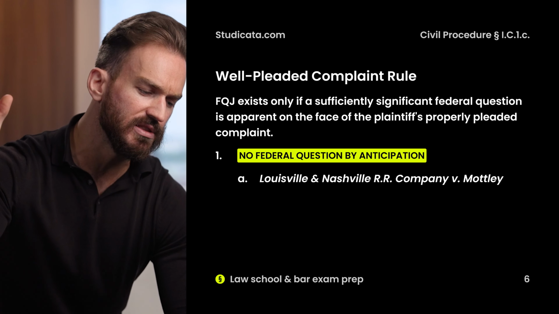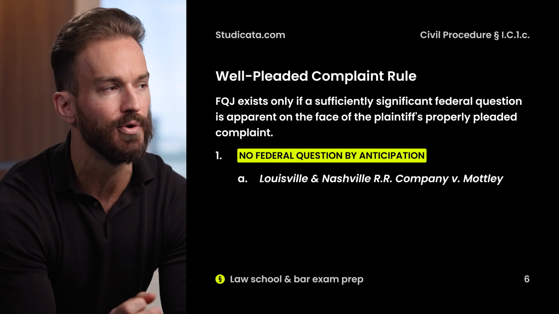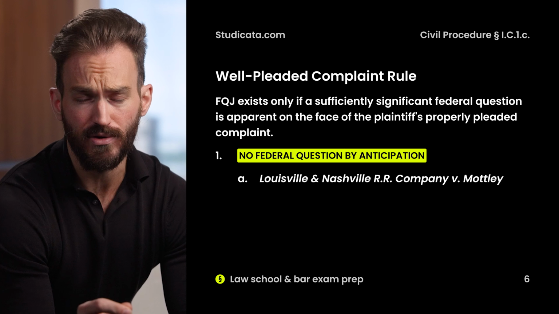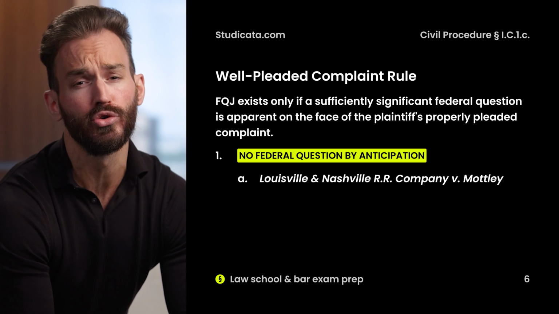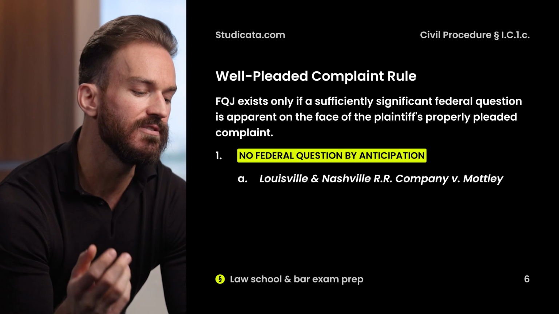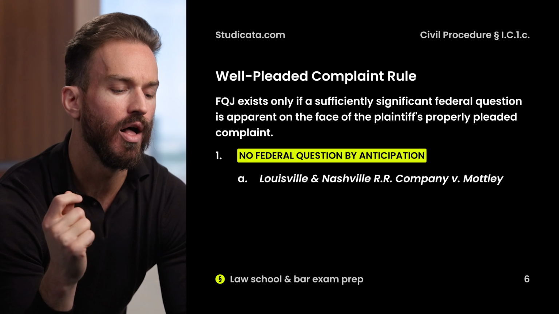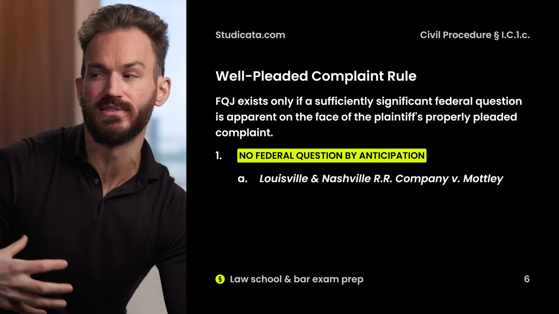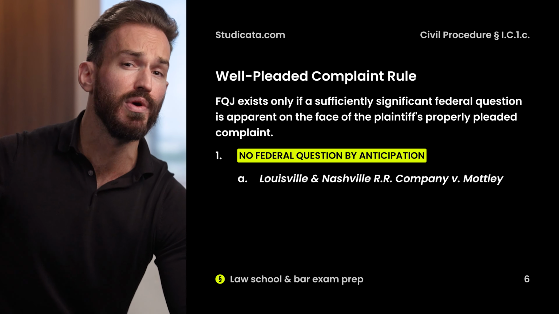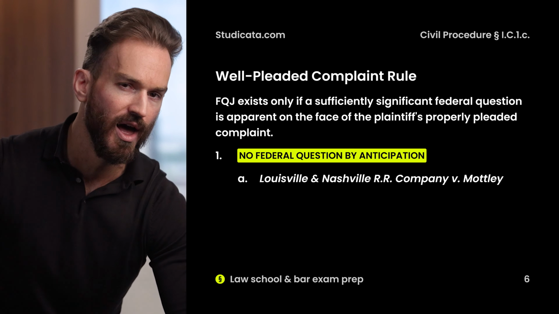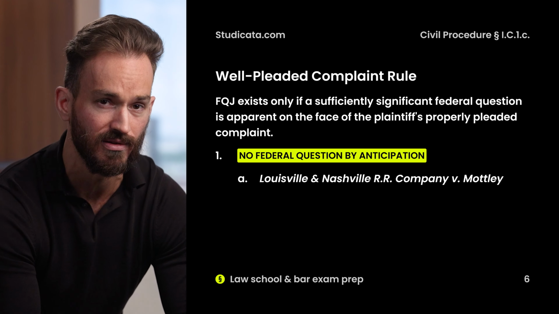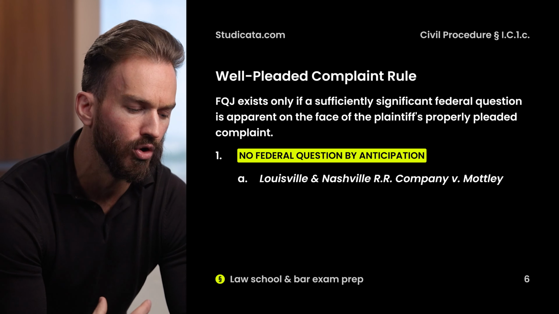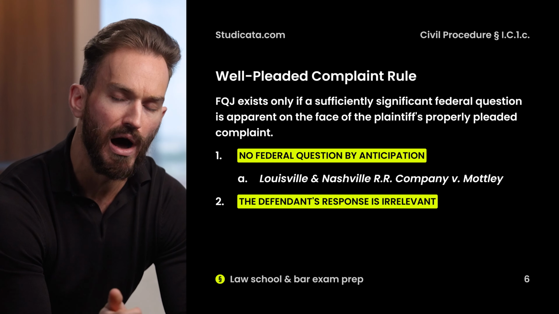So it gets to the Supreme Court of the United States in 1908, and the Supreme Court basically says, no, under the well-pleaded complaint rule, a federal court does not have federal question jurisdiction unless the federal question is apparent on the face of the plaintiff's properly pleaded complaint. So this idea of you anticipating that the railroad company is going to raise a defense that involves this federal law, that's insufficient. That does not grant a federal court federal question jurisdiction. So essentially, the takeaway rule that we get is the defendant's response is irrelevant.